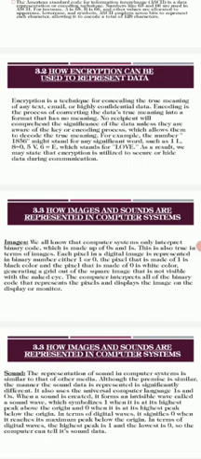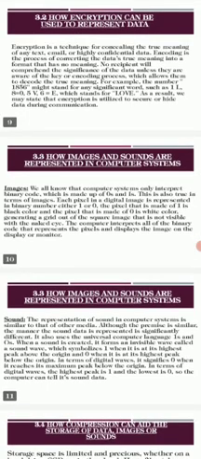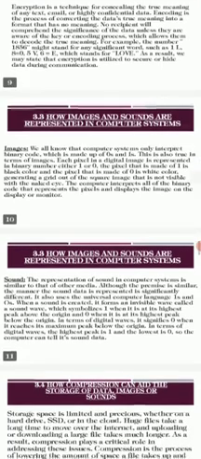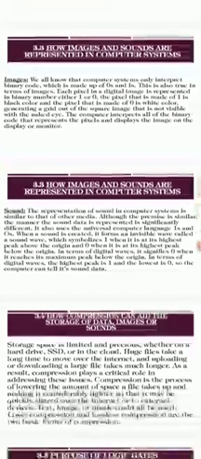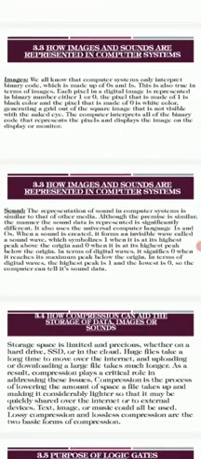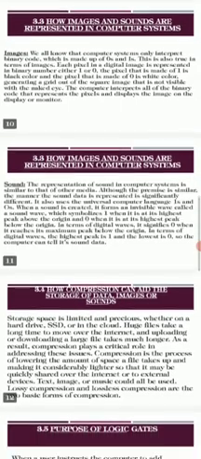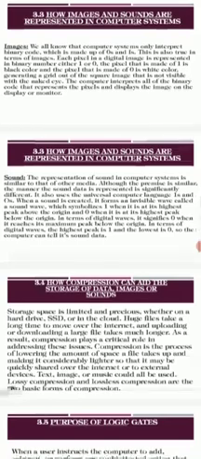3.3 How images and sounds are represented in computer systems. Images. We all know that computer systems only interpret binary code, which is made up of 0s and 1s. Sound. The representation of sound in computer systems is similar to that of other media, although the premise is similar.